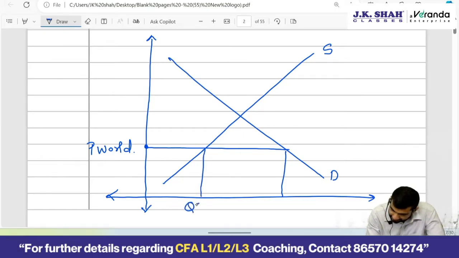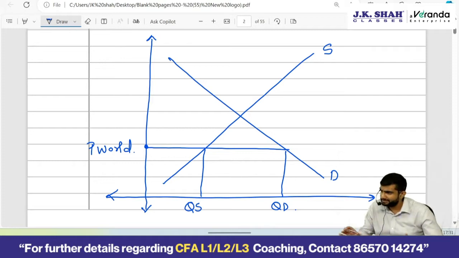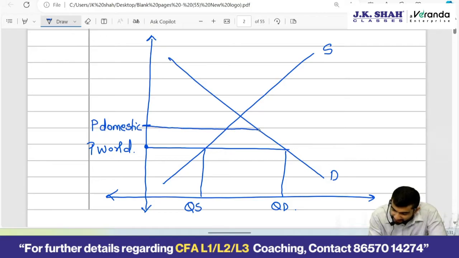World price means quantity supplied, quantity demanded. Now quantity demanded domestically is way more than the quantity supplied. What to do then? Balance demand is met through imports. Now if no tariffs, nothing, then fine, things go as it is. But then if the government charges some tariffs, so domestic price would increase due to imposition of tariffs, and at a higher price quantity demanded would fall and quantity supplied would increase.